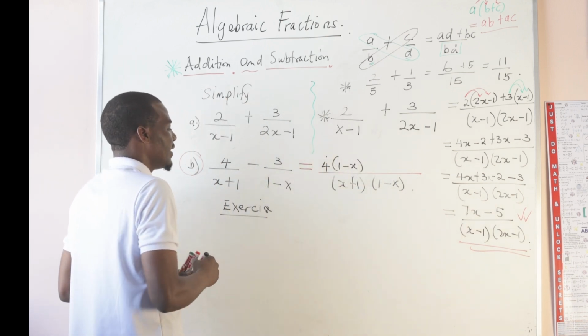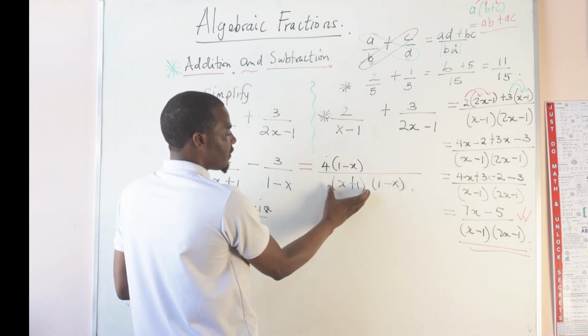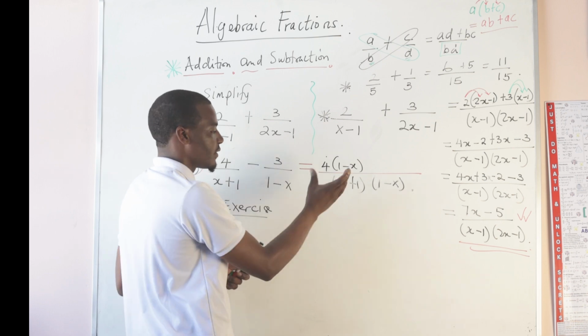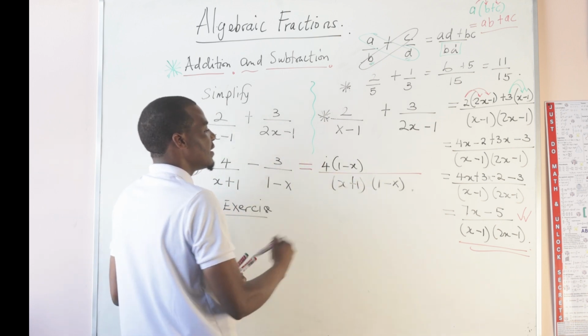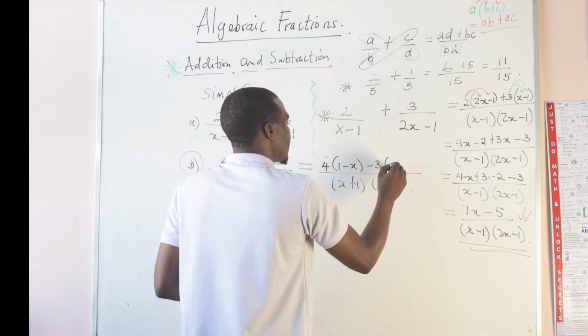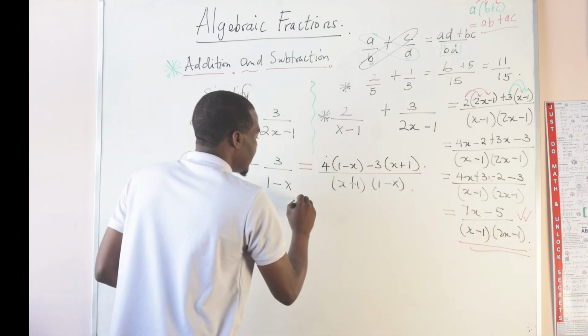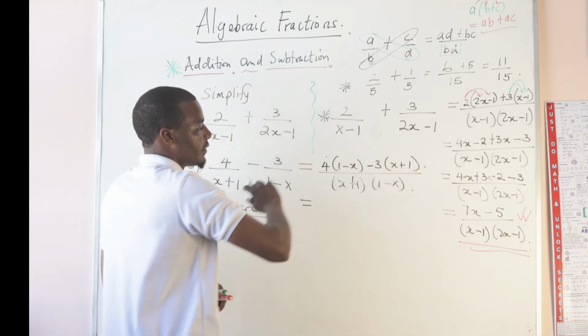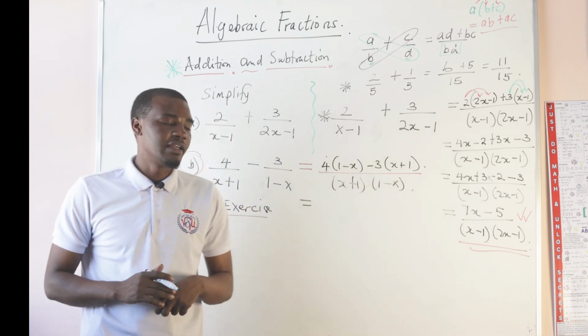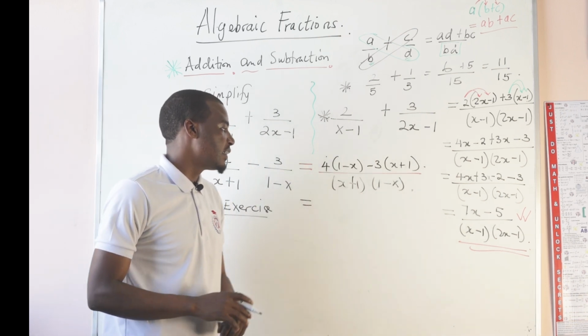So you repeat again and say 1 minus x into this one, obviously you get x plus 1. So that x plus 1 times minus 3, so it will be minus 3 times x plus 1. Okay, this is equal to what? So now let's quickly simplify the numerator by expanding brackets.